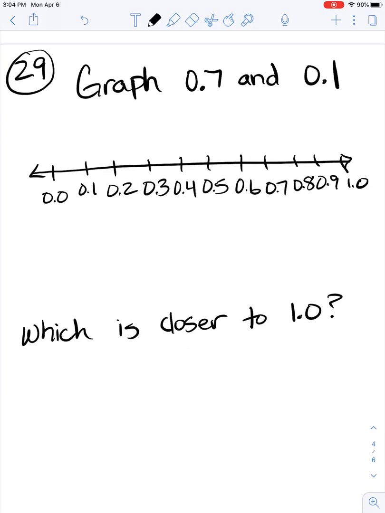We're going to graph 7/10 and 1/10. So I'm going to use my highlighter. Here is 1/10. Here is 7/10. It's asking you which is closer to 1 whole. Well, 1, 2, 3 away. So 7/10 is closer to 1 whole.